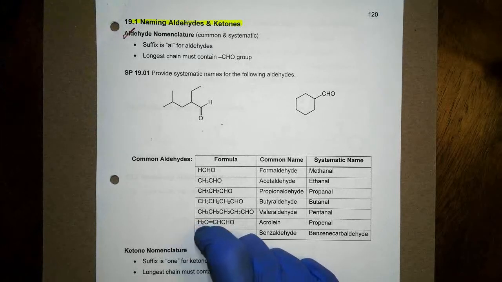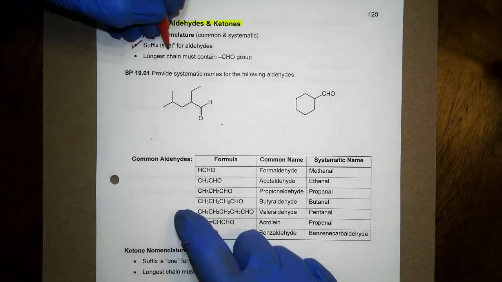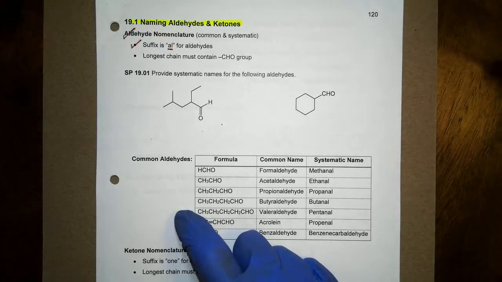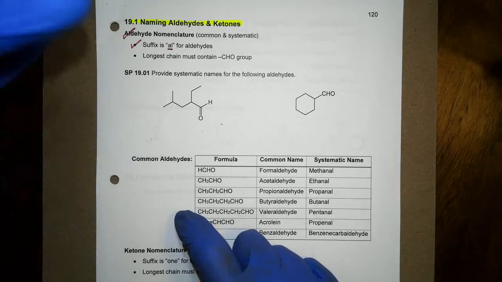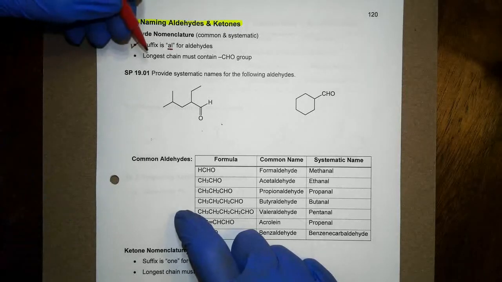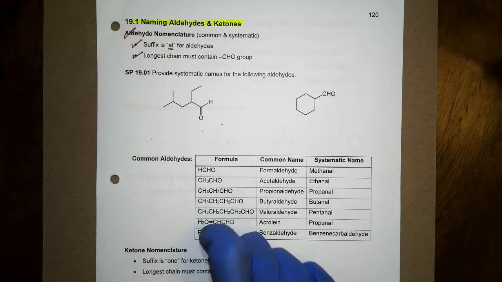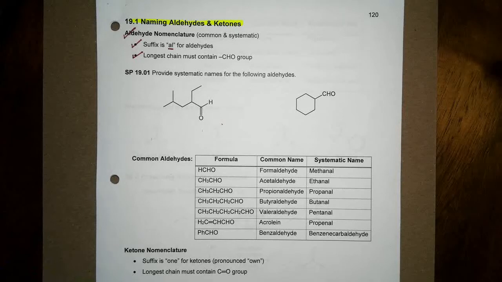Now the suffix is very important. The suffix is going to be AL, right? The letters AL. That's what you're going to see at the end of the name of an aldehyde. Remember you had OL for alcohols, you're going to have AL for aldehydes. And furthermore, just like with alkanes, the longest chain has to have the aldehydic group. So these are things that you've seen before. We're not reinventing the wheel here. We're not looking at anything really brand new. We're just kind of applying some previous knowledge.